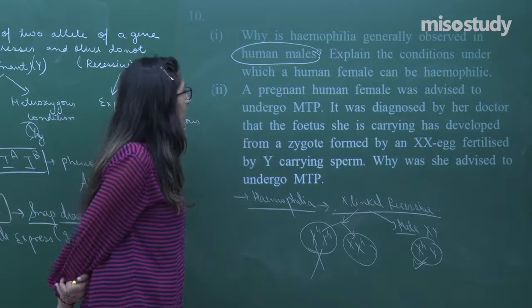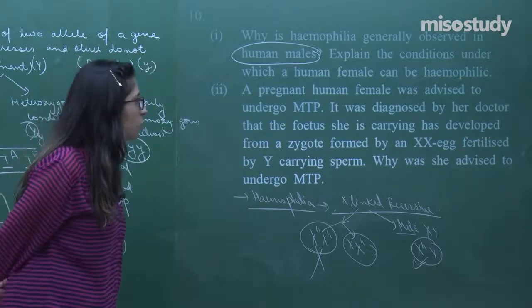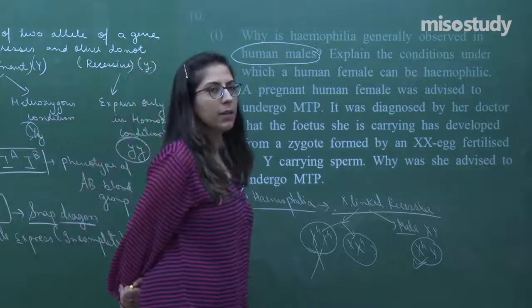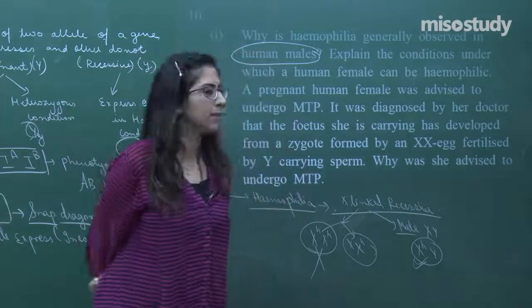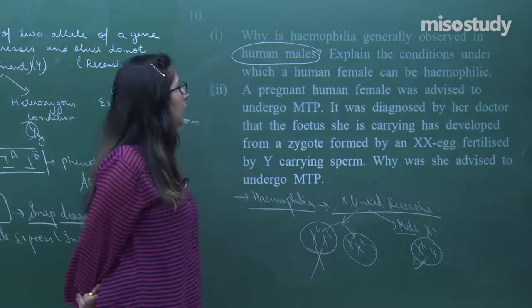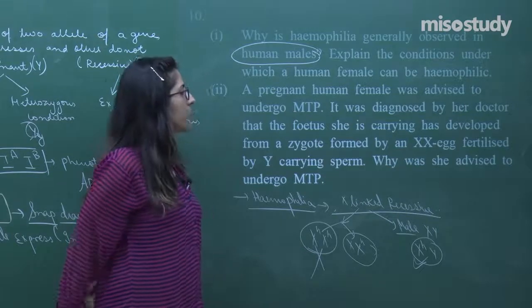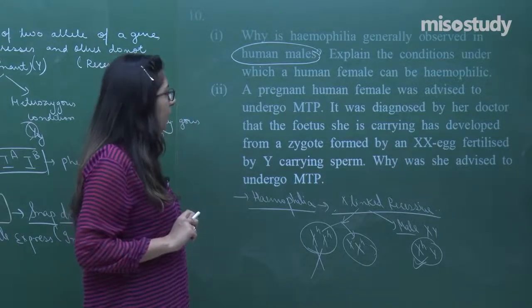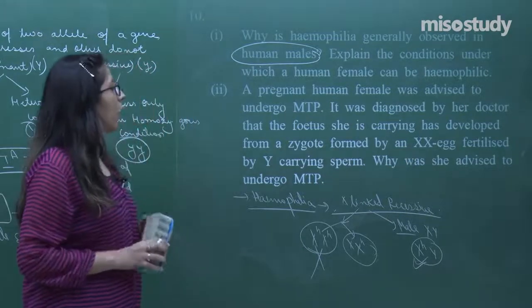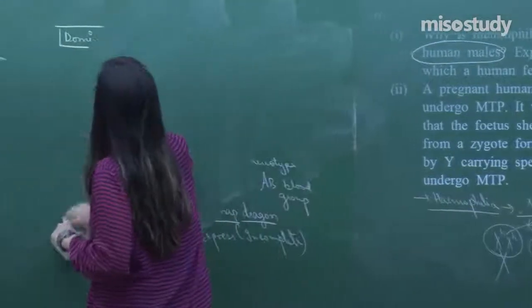Let us look at the second part of this question. A pregnant human female was advised to undergo MTP. What is MTP? That is medical termination of pregnancy, that is, to abort a child. It was diagnosed by her doctor that the fetus she is carrying has developed from a zygote with an XX egg fertilized with a Y-carrying sperm. Why was she advised to undergo the MTP?